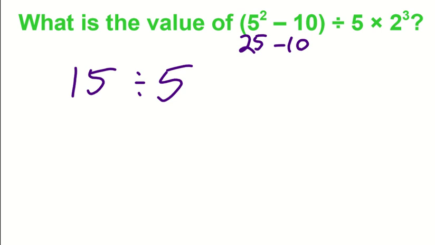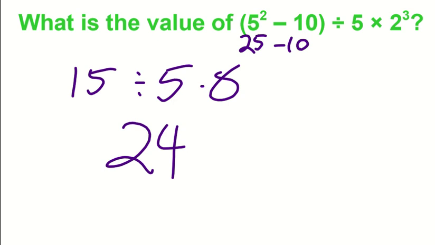We got divided by 5, and then we got our times 2 to the third power. What's 2 to the third power? 8. And then multiplication and division get done at the same time, working our way from left to right. So 15 divided by 5 is 3. 3 times 8. That's how we get 24. Any questions?